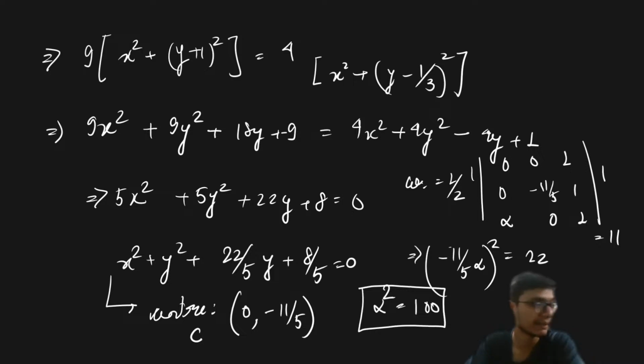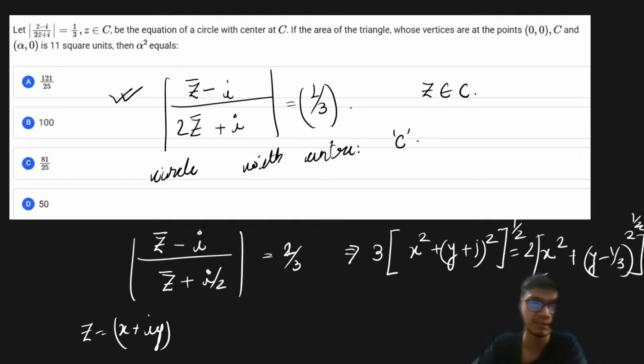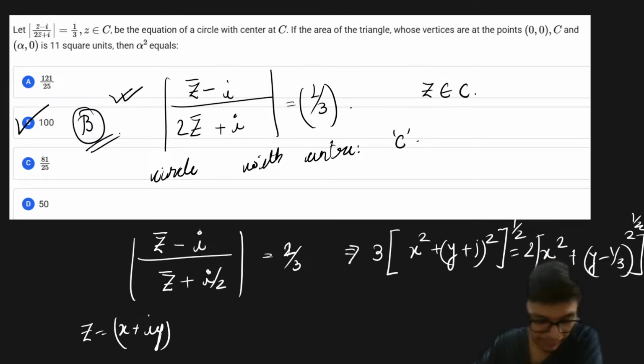So from here we'll get the value of alpha square, that is asked in the problem, is going to be equal to 100. So that is my option number B, which is going to be the correct answer for this particular solution. Okay, I hope this particular question is clear to all of you. Please let me know if it is clear or not.